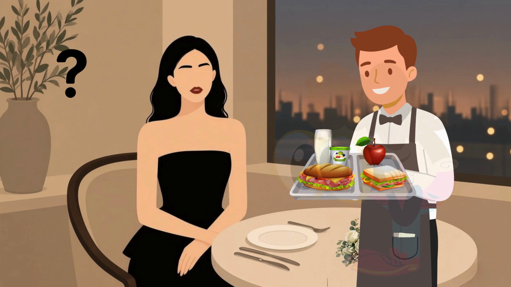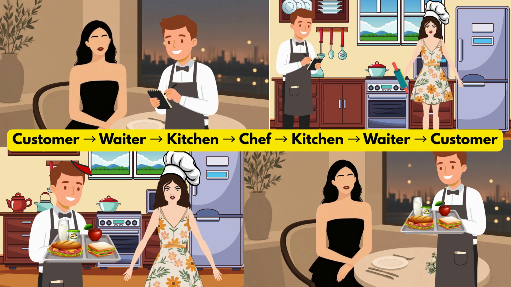Simple, right? But look carefully. Did the customer directly go into the kitchen? No. Did Chef Lovey personally go to every table? No. Did the waiter cook the food? No. Every part has a responsibility.